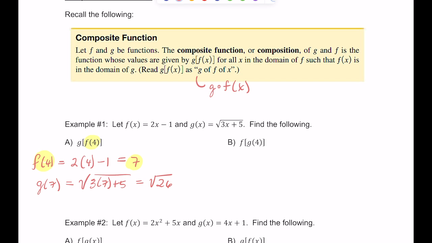Okay, let's try another one: f of g of 4. This time I need to find g of 4 first. The g function is the square root of 3x plus 5, so I substitute 4 in for x, and I get the square root of 17. So g of 4 is the square root of 17. Now I substitute the square root of 17 into the f function, so I'm finding f of the square root of 17. I have 2 times the square root of 17 minus 1, which can't be simplified any further, so that would be your final answer.